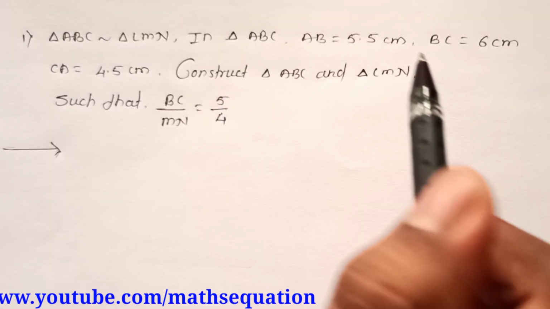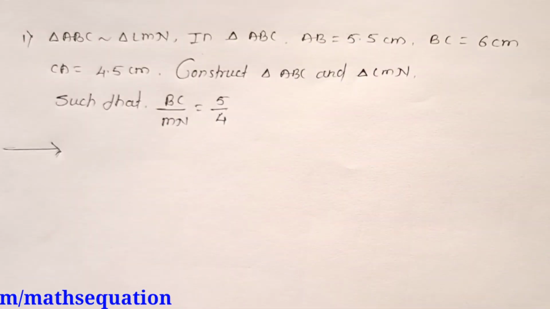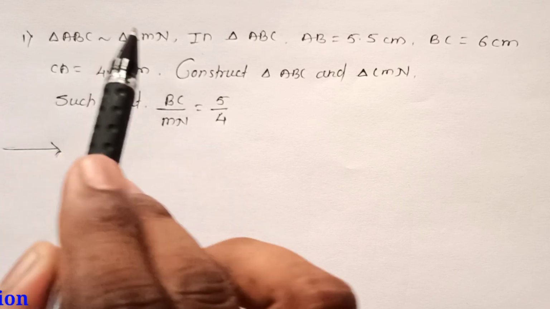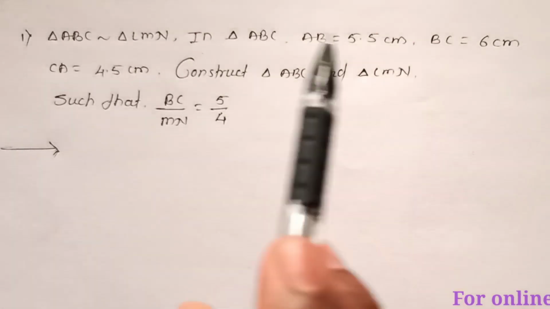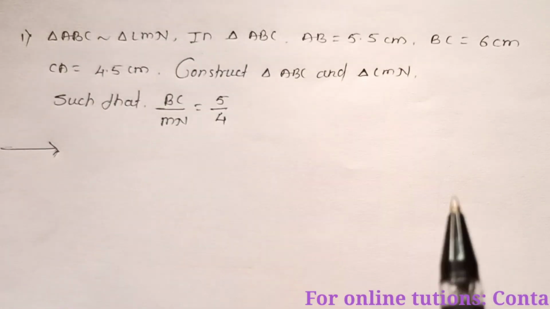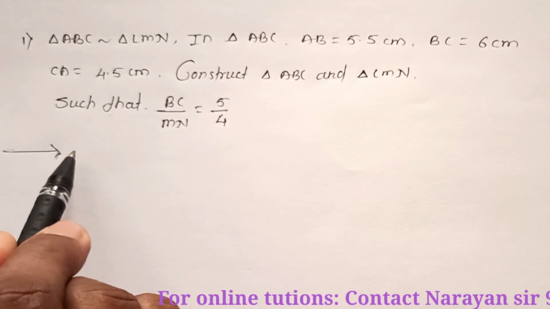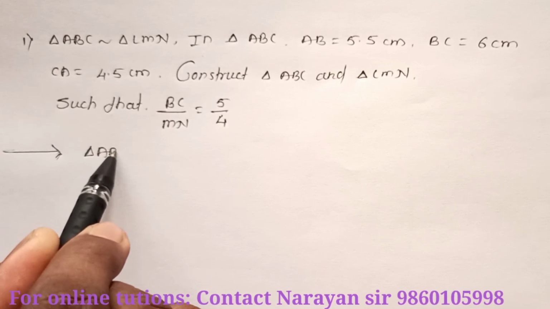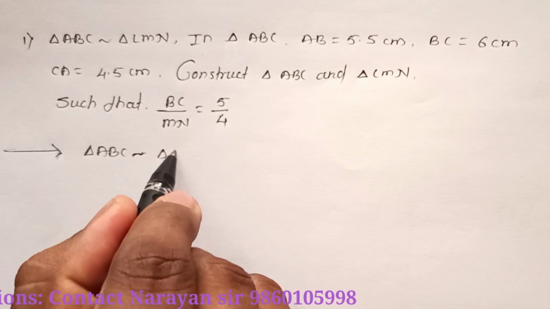Okay. So in case of this triangle ABC, three sides of this triangle ABC are given, and as these two triangles are similar, that means we have to find out the corresponding sides of another triangle. That means we have to find the three sides of this triangle LMN. So let's find out those three sides of the other triangle. Whatever is given we will write as it is. So triangle ABC similar triangle LMN.